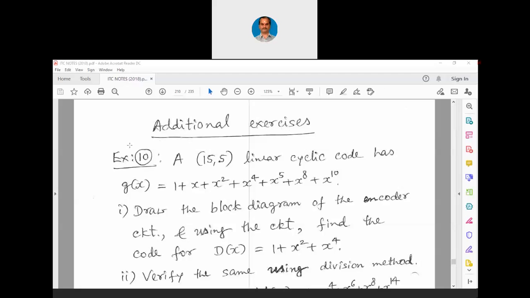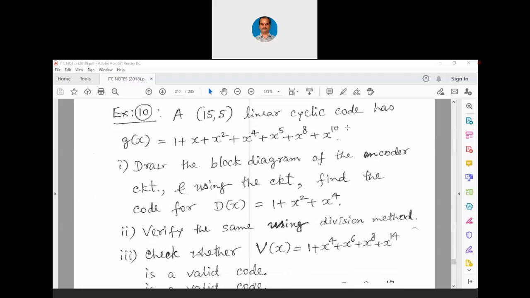Now starting with the last set of exercises in the module 5, we have an exercise here now. A (15,5) linear cyclic code has g(x) equals 1 plus x square plus x power 4 plus x power 5 plus x power 8 plus x power 10.